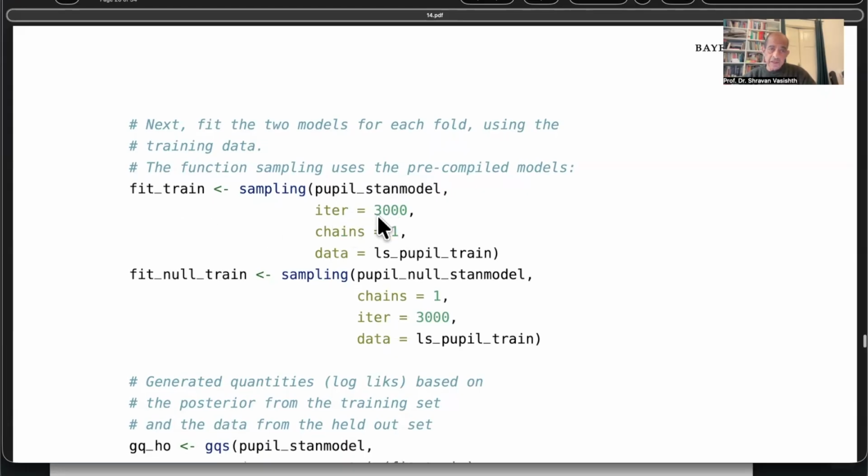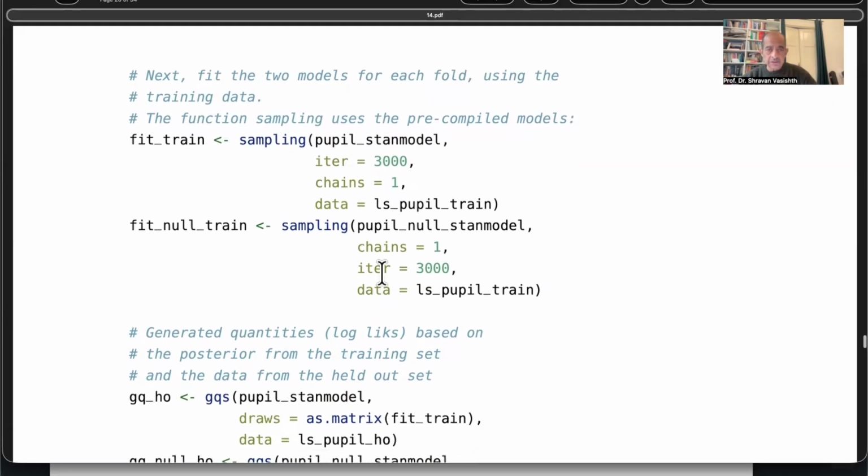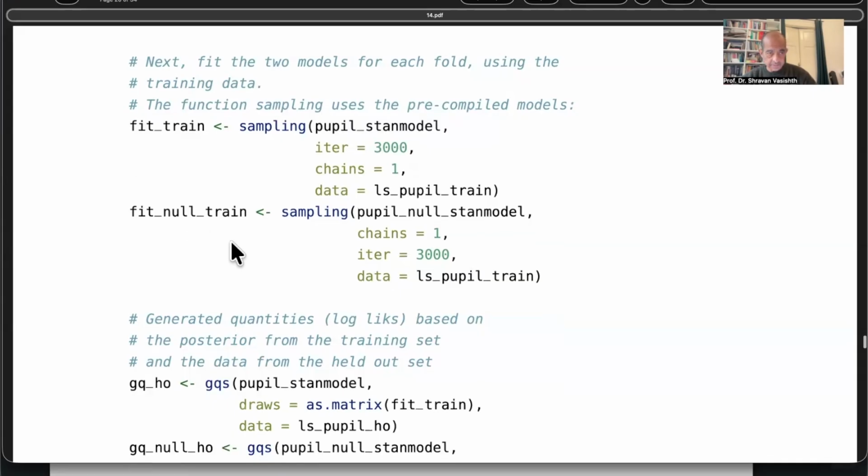We notice that we will have 1500 samples now because half of 3000 is 1500, so the first 1500 will be the warm-up and that will be abandoned, and then the rest of the samples will be used. Same setup for the null model. This is the precompiled null model. This is the training data for the first fold, and then we save the posteriors here in these two objects, fit train and fit null train.